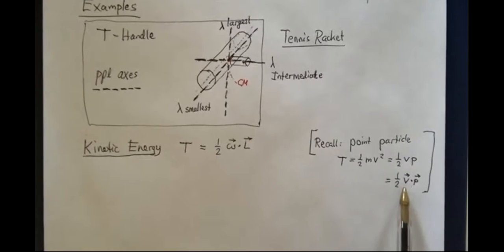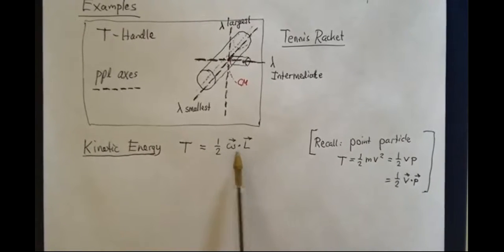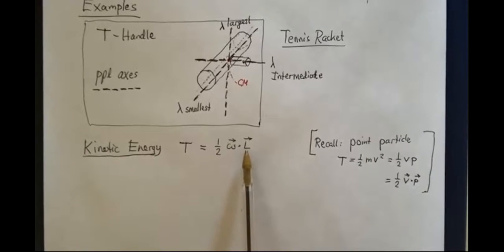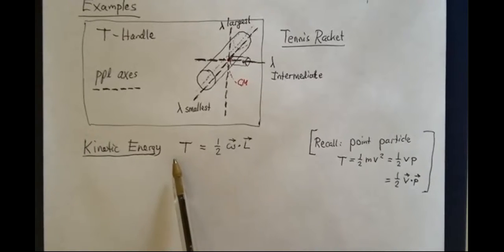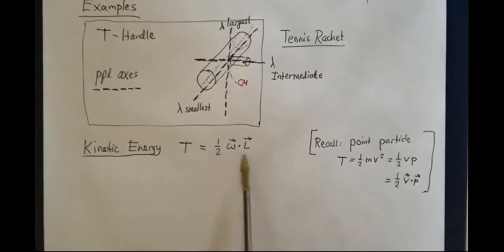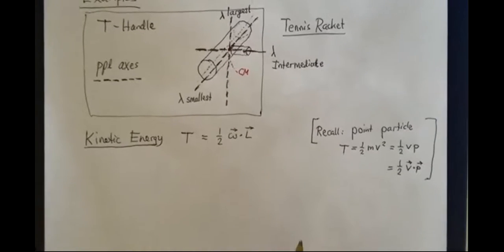So you see the structure, velocity dotted into momentum. Now for a rigid body, we have angular velocity dotted into angular momentum. So you see there's a very nice parallel between these formulas. The remarkable difference is for a rigid object, these two vectors need not point in the same direction. The formula is still correct. It's not an approximation, it's a correct formula. All right, let's prove this because it's a really nice formula.